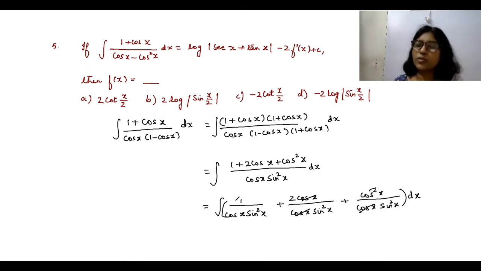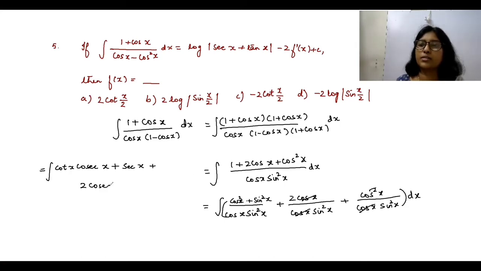Now in order to solve this, we'll have to write 1 as cos square x plus sin square x and then separate it out again, which will give us integration of cos square x upon cos x into sin square x, that is cot x into cosec x. Sin square and sin square will get cancelled. We have sec x plus 2 cosec square x, and this is again cot x into cosec x, so we will write 2 over here.